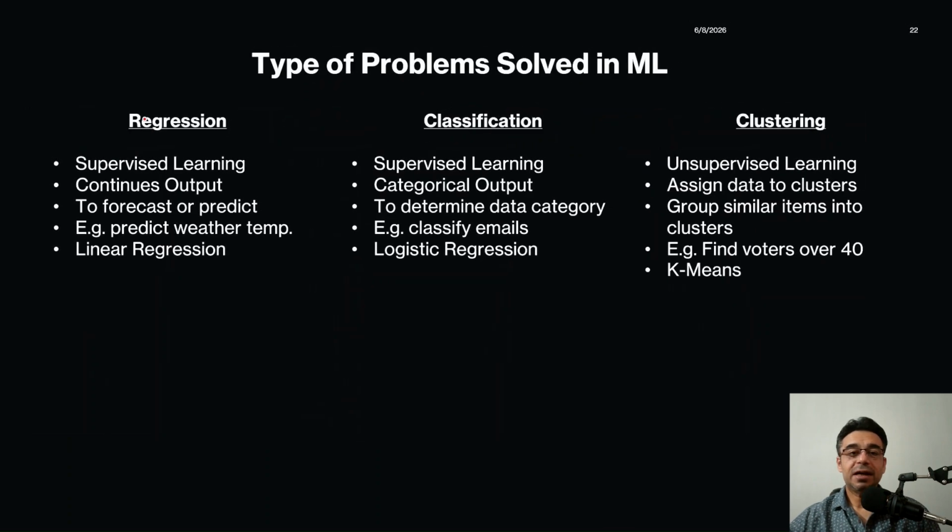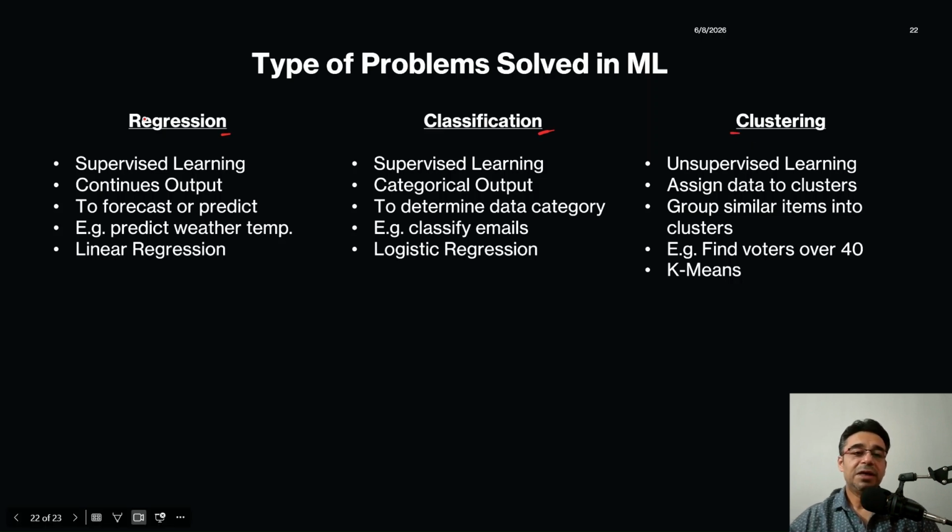Now we will discuss the types of problems that can be solved in machine learning. Machine learning is one of the subtypes of artificial intelligence. Primarily we can solve three different types of problems in machine learning. A problem could be a regression problem, a classification problem, or a clustering problem.